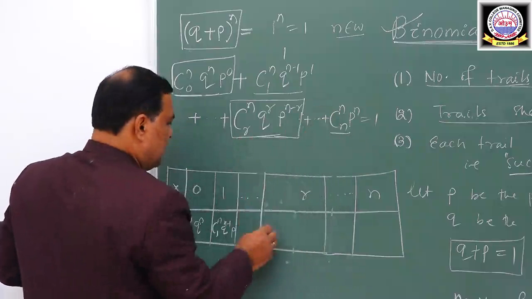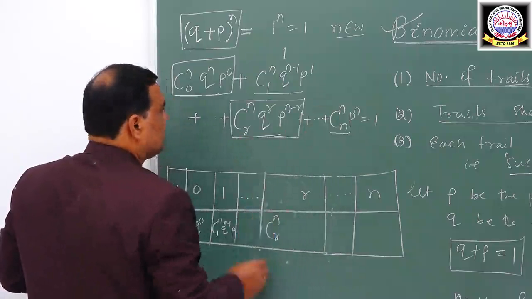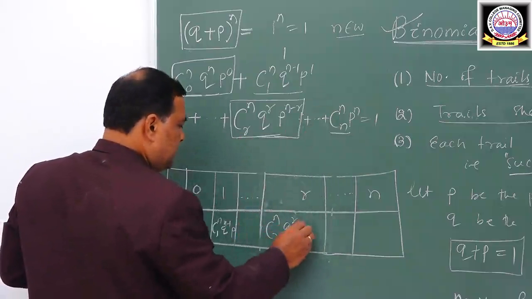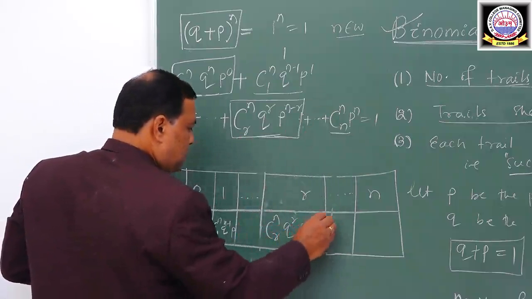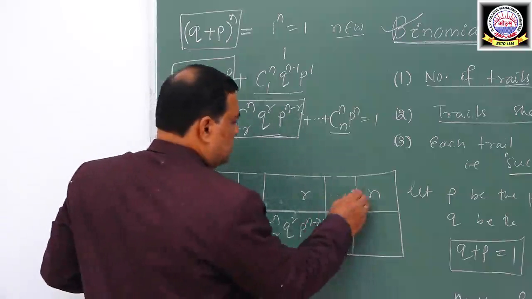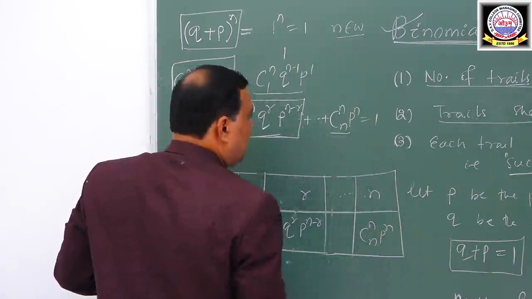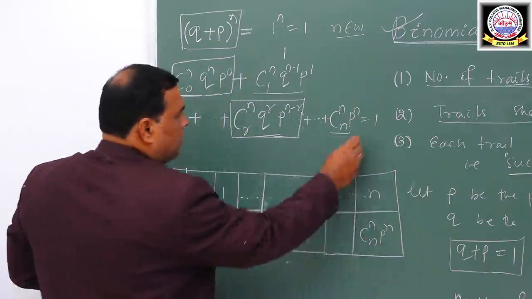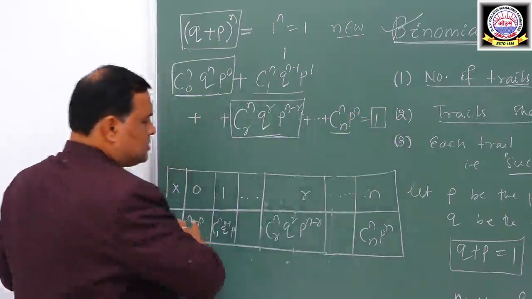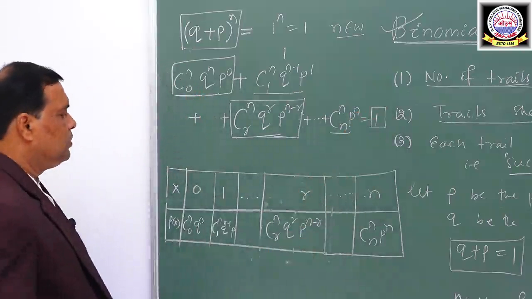So that is equal to nCr q to the power r, p to the power n minus r, and the nth place nCn p to the power n. And that is the sum of all probabilities. Already you have seen that it is equal to 1. Sum of all probabilities is known as 1.